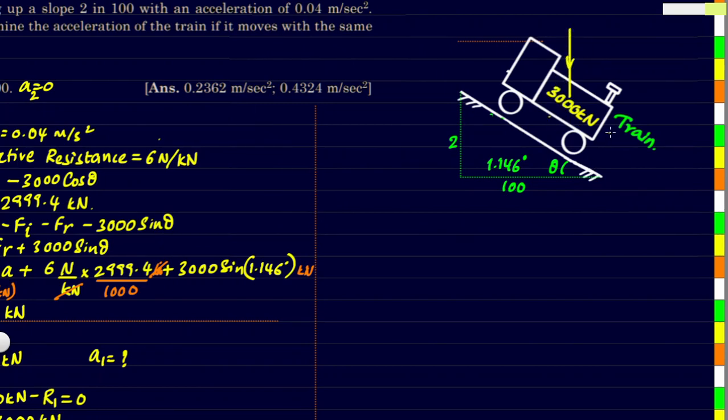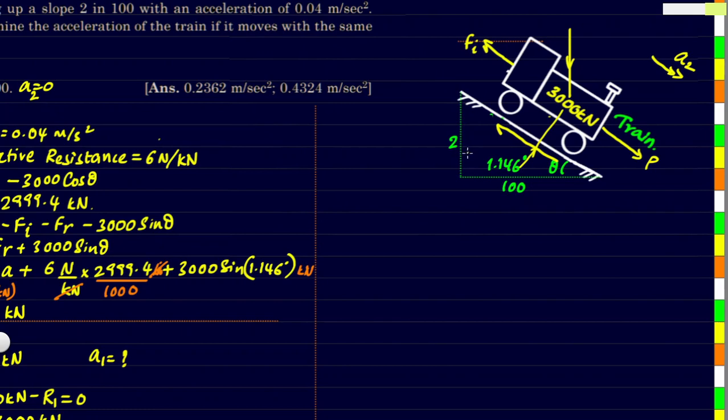Weight will be acting downwards as usual. Force P with which the train is pulled will act parallel to this plane. The normal reaction will be perpendicular to our plane. Resistance will be acting in the backward direction here. And because the acceleration will be acted in the downward direction of A2, the inertia force will be acting here in backward direction.